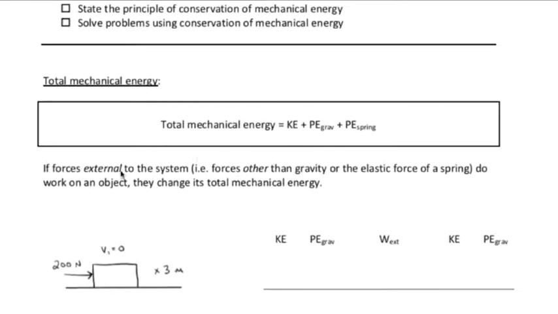Now, if forces external to the system, meaning forces other than the force of gravity or the elastic force of a spring, do work on an object, then they're going to change its total mechanical energy. Now, you might ask, well, what about the force of gravity and the elastic force? Well, by introducing these potential energy terms, we have implied that the Earth and the spring are part of our system, and therefore the forces that they exert are internal forces. And so those forces are not going to change the total mechanical energy of our object.